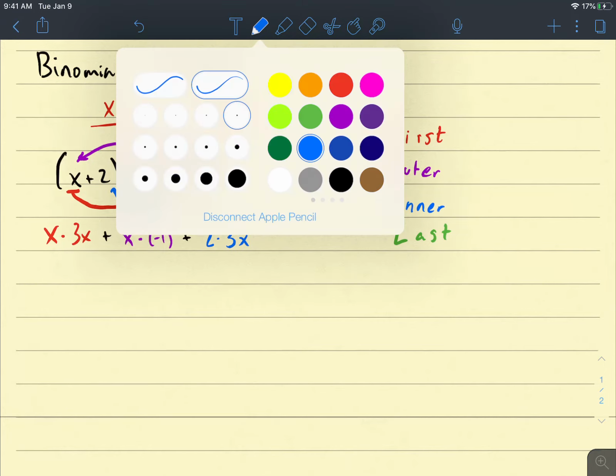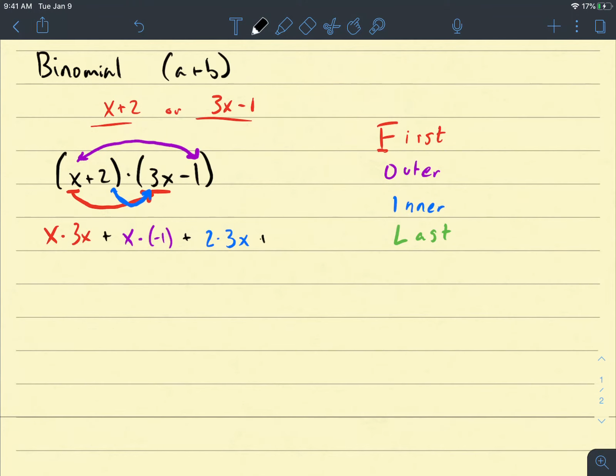And then our last numbers. So our remaining terms, right? Everything at the end. Let's see, where's my green? Right? So we're going to have 2 times negative 1. And then all we got to do is combine things.